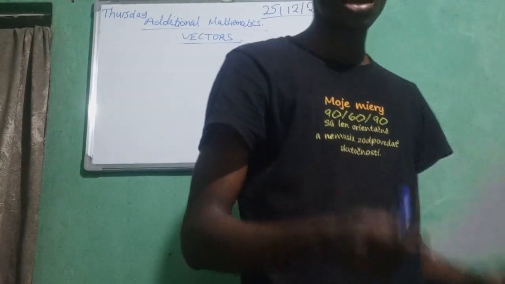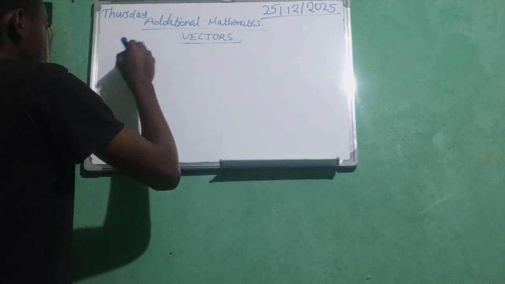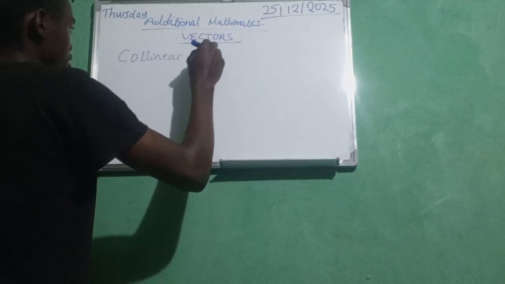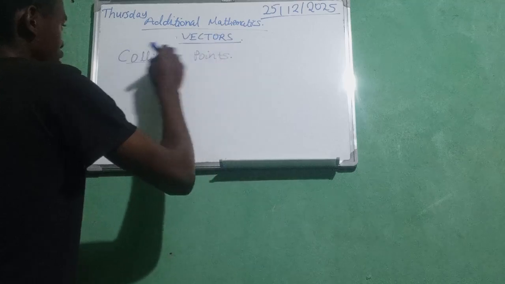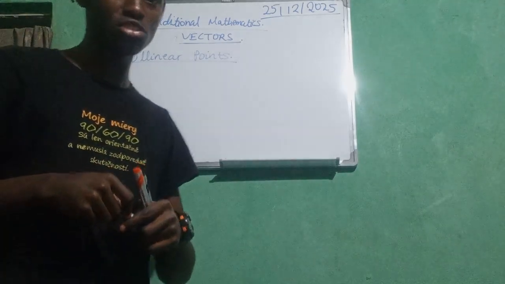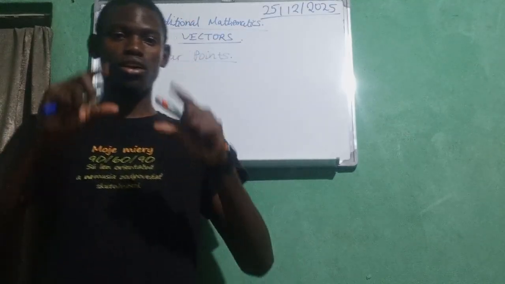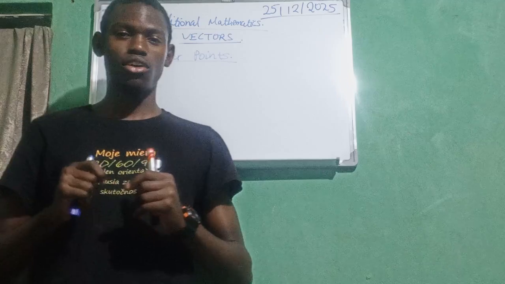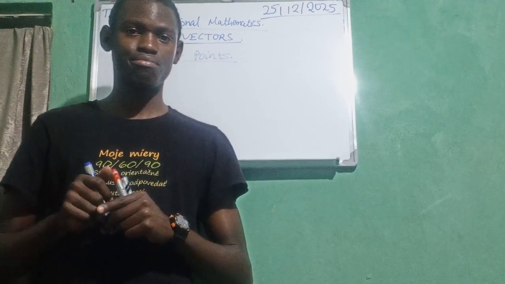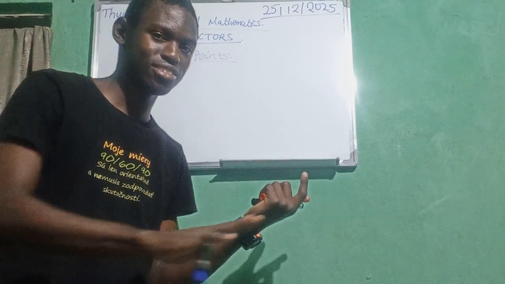And now we are continuing on vectors. We are going to look at collinear points. Under coordinate geometry, that is if you take additional mathematics, I think even normal mathematics, you should have learned about collinear points. Collinear means along a straight line, right?